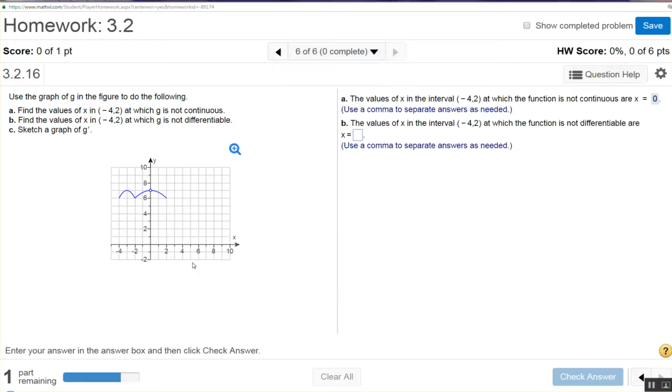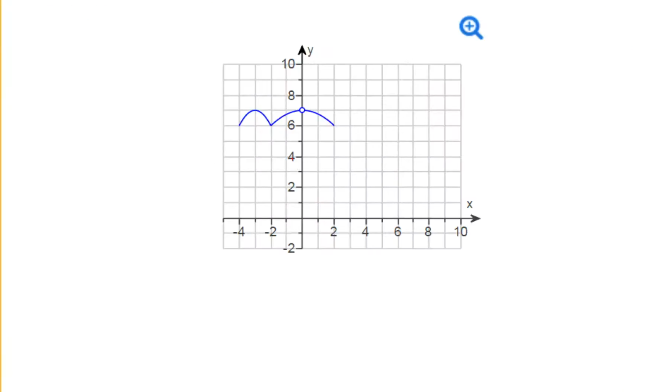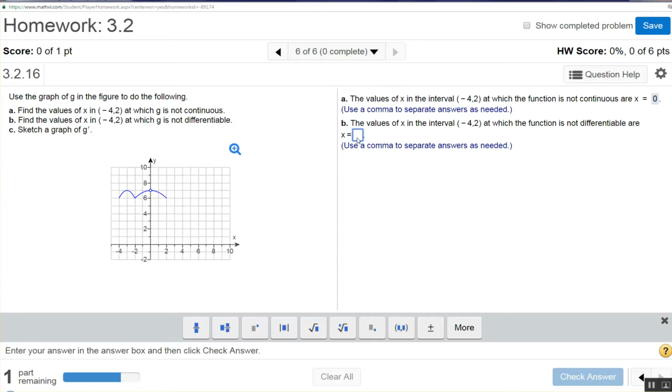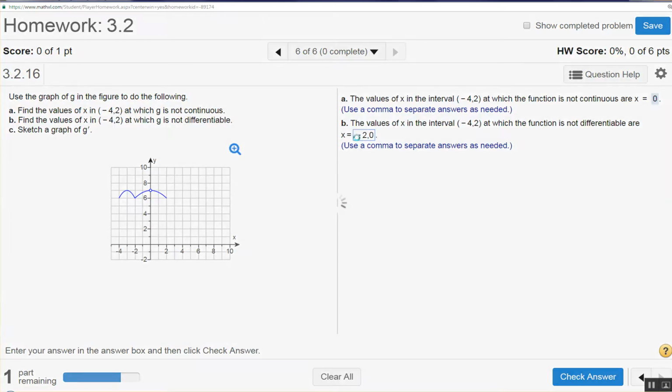In the problem that we have, we don't see a vertical asymptote, but we do see there's a corner right here. So when x is equal to -2, this function is not differentiable. Right here, it is not continuous. Discontinuity implies not differentiable. So therefore, we have two answers here. One is -2. The other one is 0.